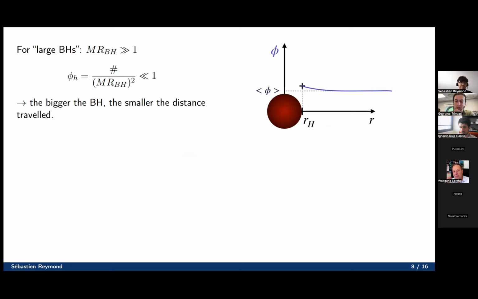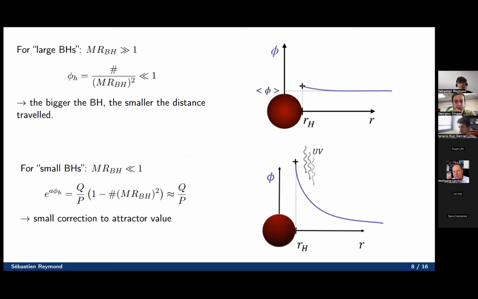And here you get the opposite behavior as in the moduli unstabilized case. You get that the bigger the black hole is, the smaller the distance traveled, which makes sense from an EFT point of view. Now, of course, in the other regime, for small black holes, you only get a small correction to the attractor value. You see here that the value of the scalar at the horizon is still given by Q over P times a number that's very close to 1.